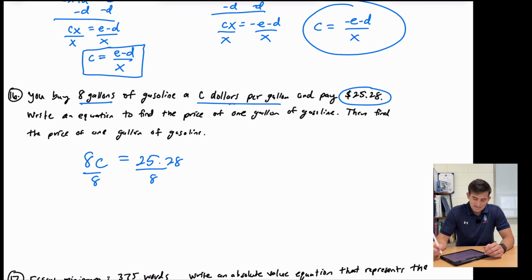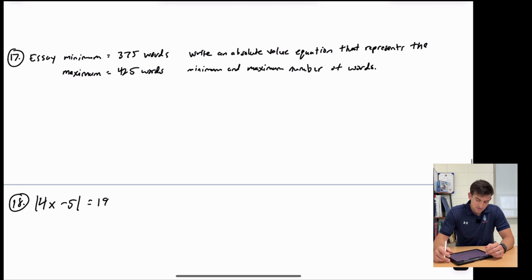So let's divide by 8, and that's going to tell me that the cost is $3.16 per gallon. All right, number 17. We have an essay. The minimum that we can write is 375 words, and the maximum that we can write is 425 words. We want to write an absolute value equation that represents the minimum and the maximum number of words.